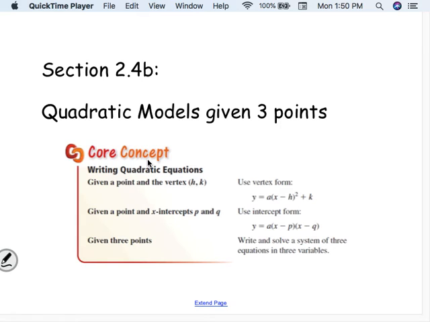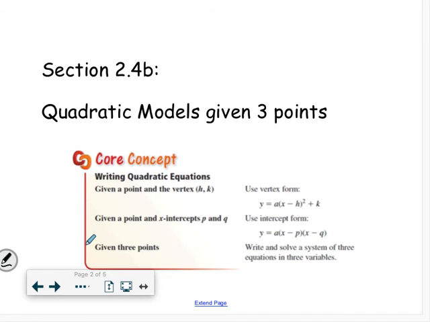I mentioned and showed you this core concept. It's in your textbook, so I said you didn't have to write it all down. But there's a third version where, instead of being given specific points like the vertex or the x-intercept, you're just given 3 points, so 3 xy ordered pairs anywhere on the parabola. In order to write the model, it's going to come out to be y equals ax squared plus bx plus c. That's the standard form.